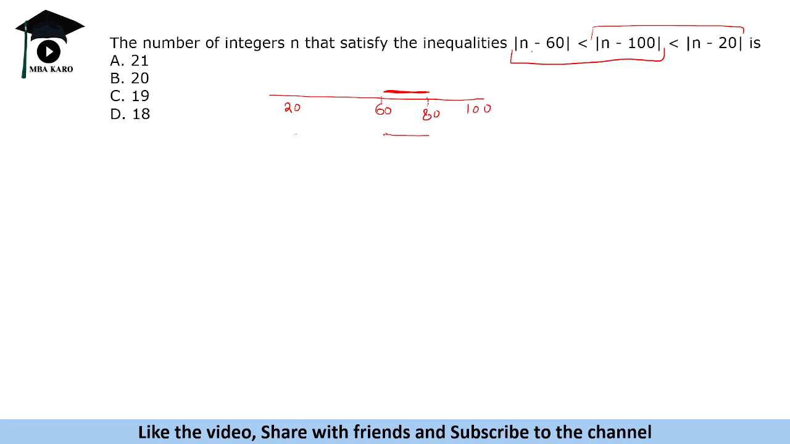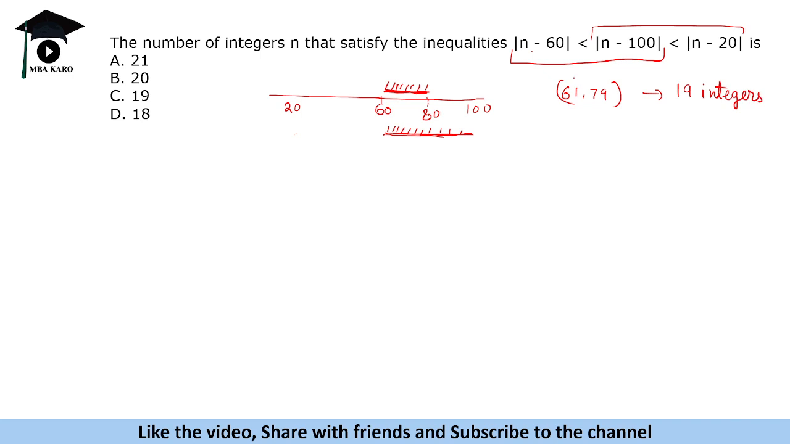So in the first case we have the range like this, and in the second case we have the range like this. So the common range is between 60 and 80. In the first case, it has to be less than 80 because beyond 80 it will be closer to 100. And in this case it has to be more than 60. So what is the common portion? We see that 61 to 79. So there are 19 integers.